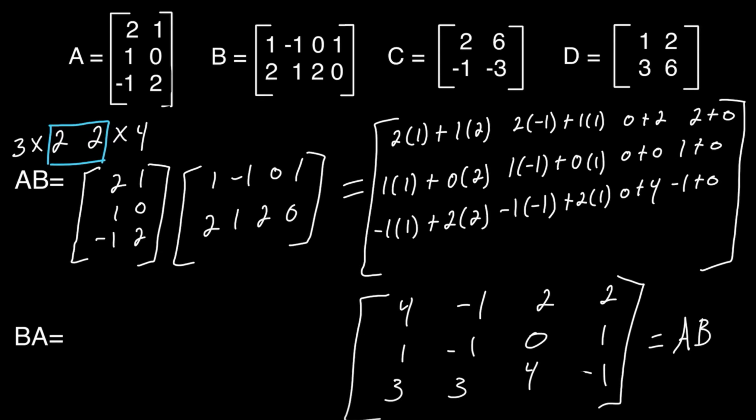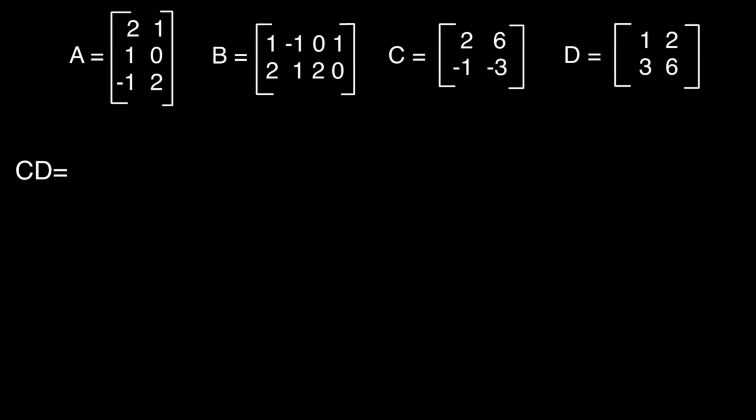Now what about B times A? Well, B is 2 rows, 4 columns, so it's a 2 by 4. A has 3 rows and 2 columns. Now these middle numbers don't add up, and that means we cannot multiply B times A. And so this right over here is undefined.